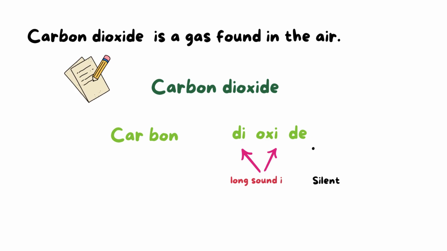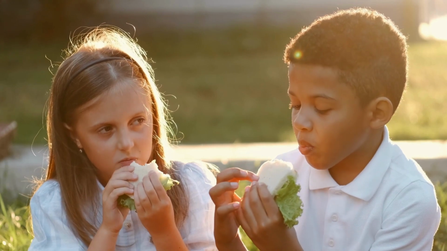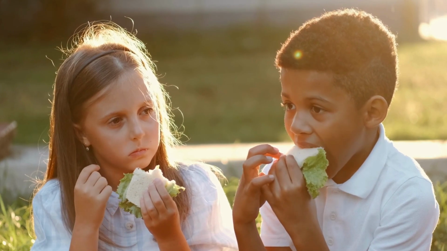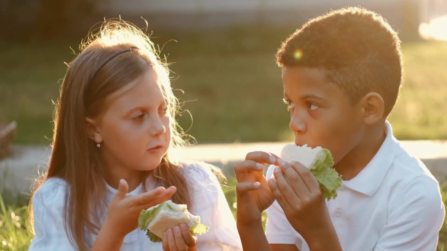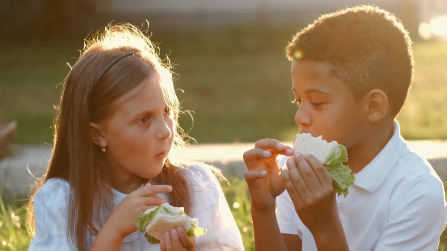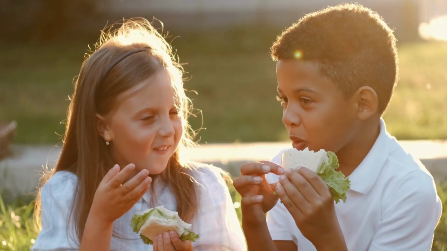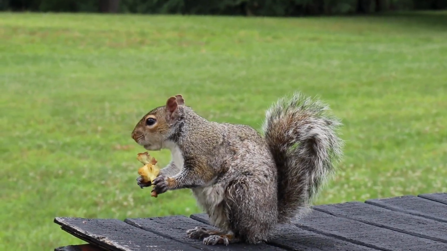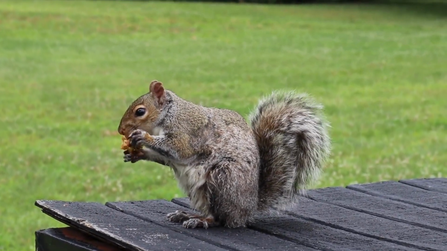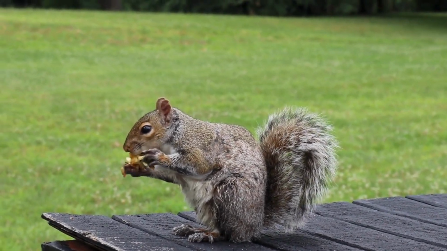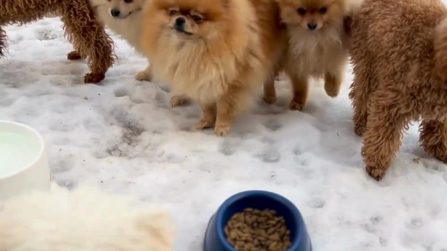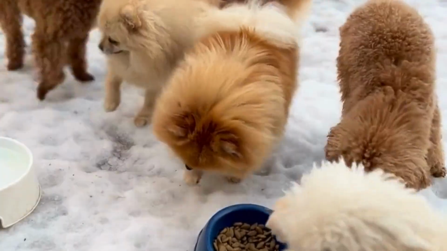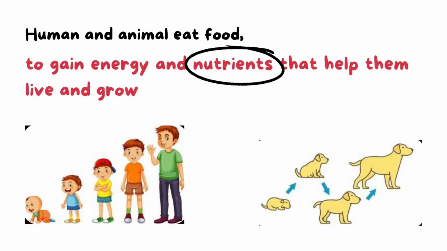As you see, human needs to eat to get energy, to gain energy, and nutrients, that help them to live and grow. Do you remember the word nutrients? When the food is broken down inside our bodies, it gives us nutrients like vitamins, like proteins, sugars. So human and animal eat food to gain energy and nutrients that help them live and grow. So what about the plants?